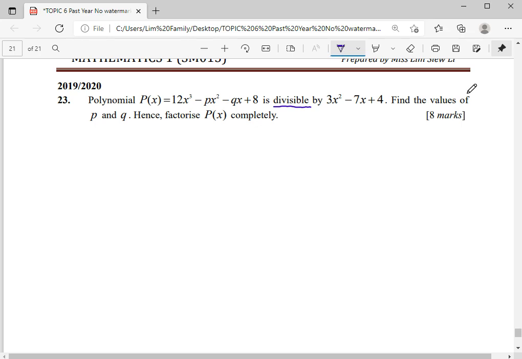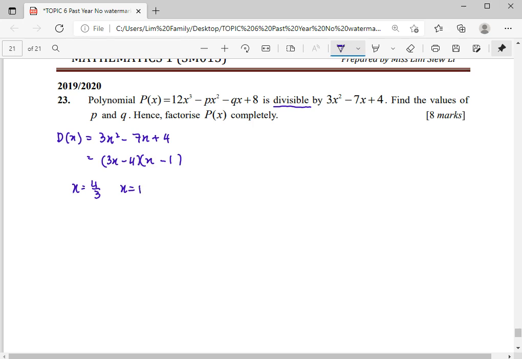Find the value PQ. Hence, only you factorize your polynomial completely. So from your divisible means your divisor here is a quadratic. So from this quadratic you will have two linear. When you factorize here, you can see what is the divisor number here. So your divisible number here is x equals to 4 over 3, another number x equals to 1.